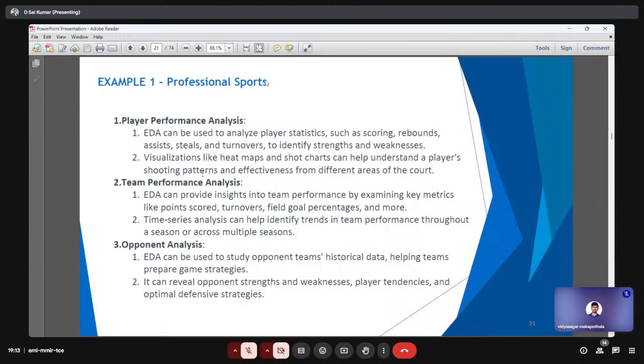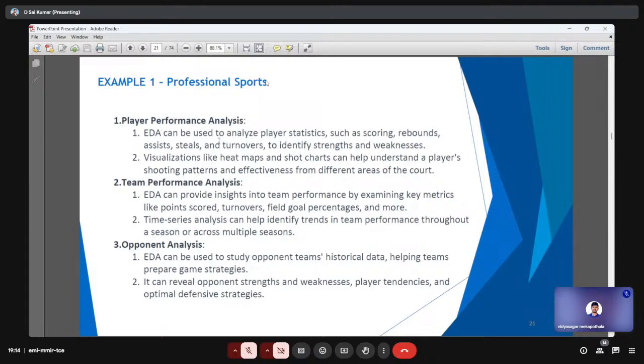And even we visualize by using heat maps or shot charts in order to analyze the player's behavior, whether it is the player's shooting patterns. In most of these sports, like cricket, these analytical techniques play a major role: how exactly a player is performing during one season, and how it affects the other season. That kind of performance analysis can be done by using this EDA.